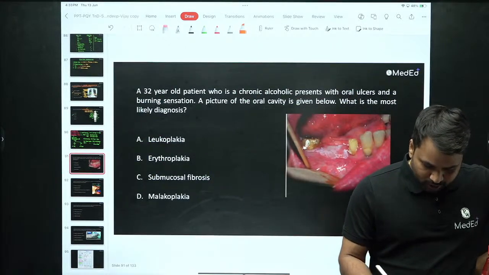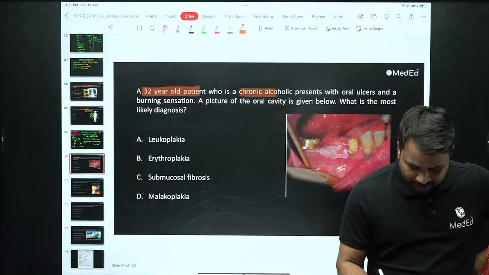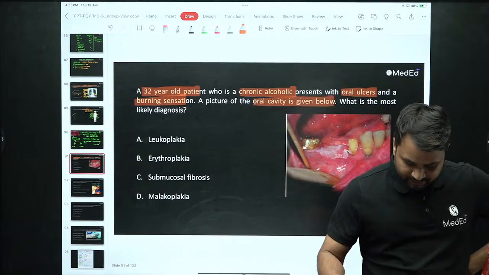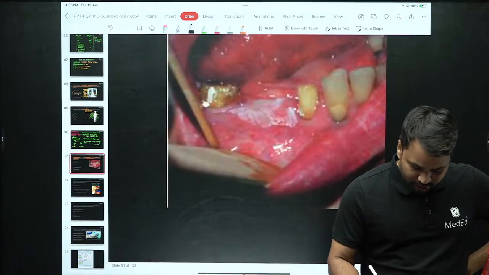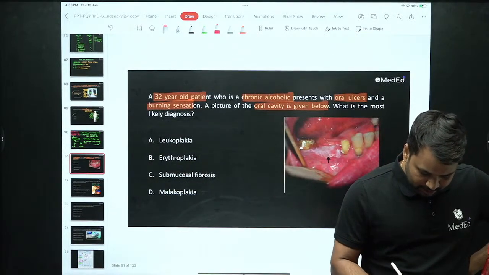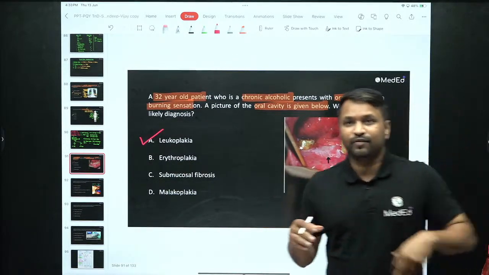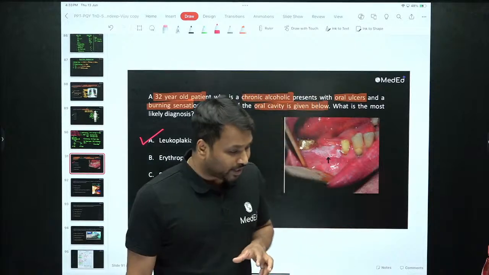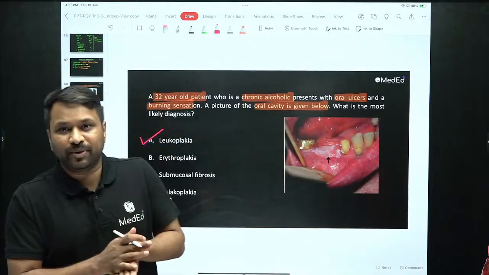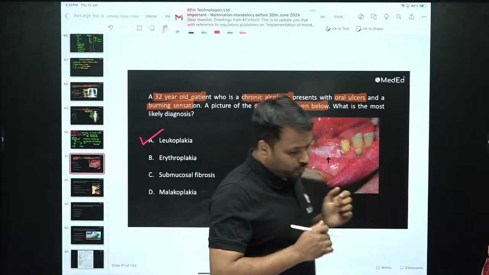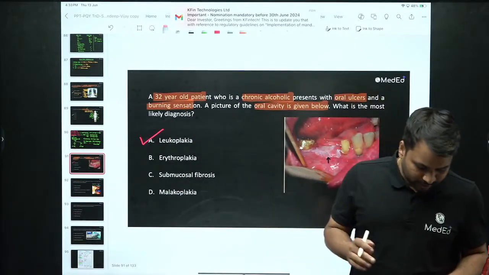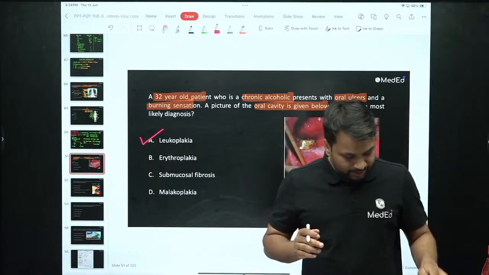Now, this is a spotter: a 32-year-old male, chronic alcoholic, with oral ulcers and burning sensation in the oral cavity. You can see this whitish lesion that is present. White means leukoplakia, and this answer is going to be leukoplakia. If it is a bright red lesion, it is erythroplakia. If it is a pale, waxy, white appearance, that is what we call submucosal fibrosis. And the last one is malakoplakia. Okay, all of them are classified as premalignant lesions.